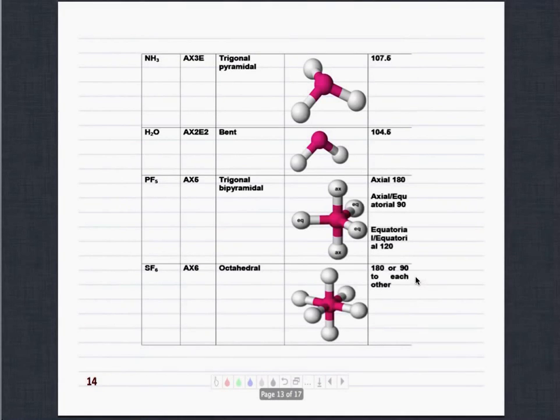Now we're going to go to PF5, which clearly is a hypervalent compound that we just talked about minutes ago, and we showed the structure of that. So again, for this one, it is AX5, and it is trigonal bipyramidal, and it's right here. It's called trigonal bipyramidal because it has a triangle in the equatorial and 2 on the axial. And we're going to talk more about AX5 on Friday.